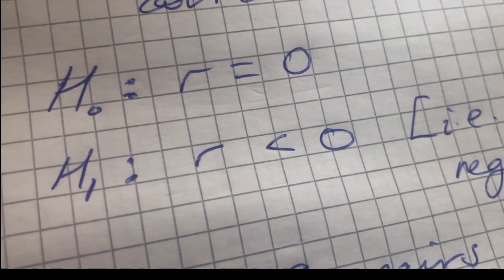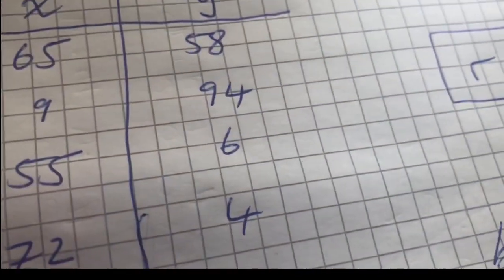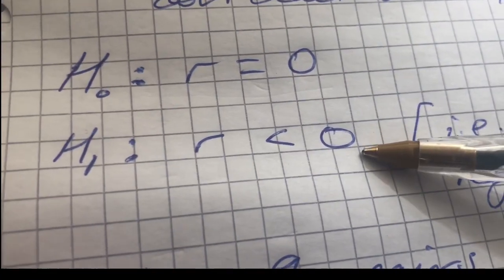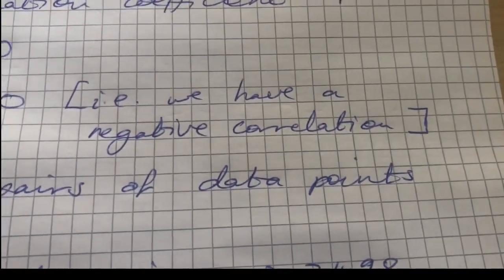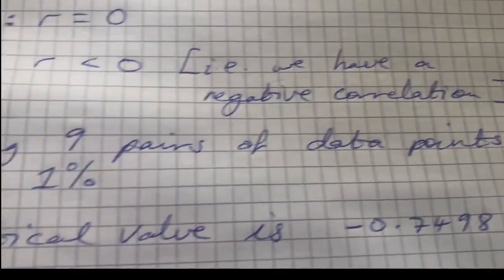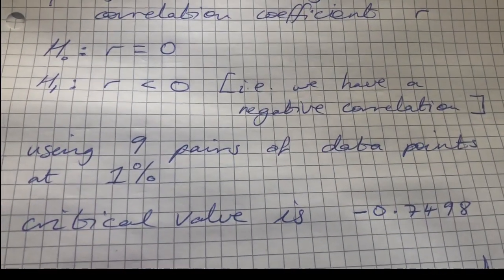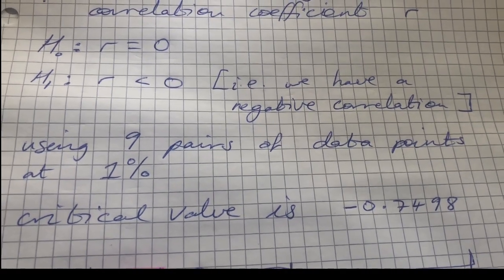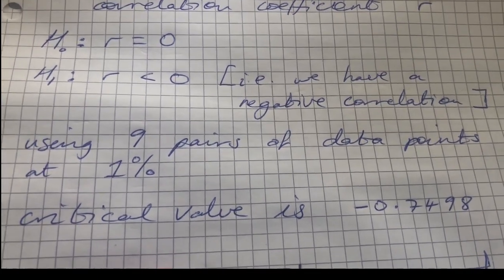Now, we suspect, possibly with our random data, that we would have a moderately strong negative correlation. So my alternative hypothesis here is that R is less than 0. In other words, that we have some kind of negative correlation. And there's 9 pairs of data points. I'm going to go for 1% here because that would be very fussy, and I'm going to be fussy because of the fact that I've fudged it slightly by taking out a point.